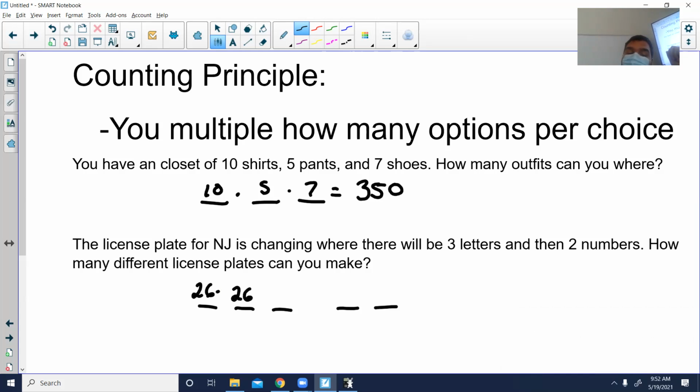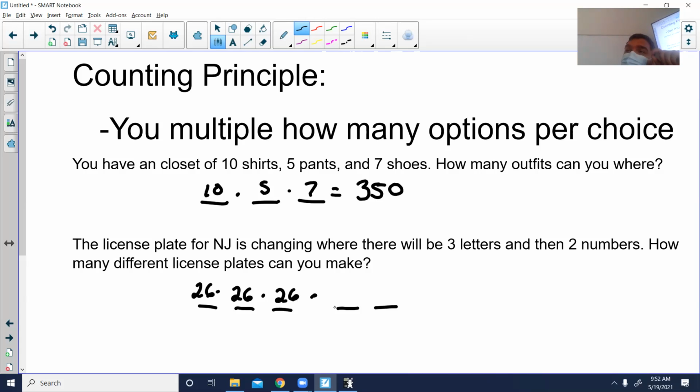So it's again 26. Wait, I'm confused. It can be any letter. So it could be 26, which is A, B, C, D, E, F, G, all the way to Z. But why is it 26? There's 26 letters. So the first one, it could be A, B, C, D, E, F, G, H, I, count all the way to Z. Okay, make sure you know there's 26 letters.